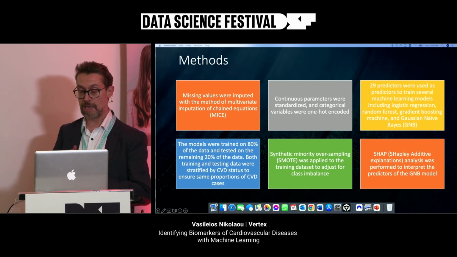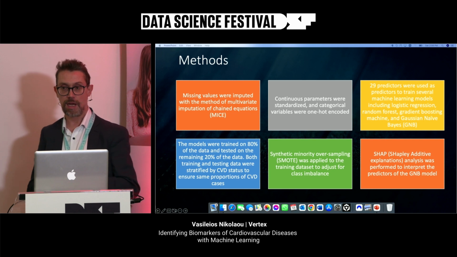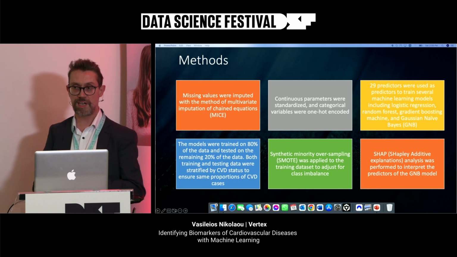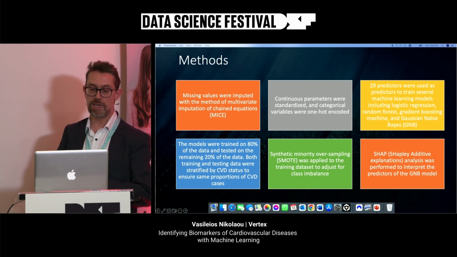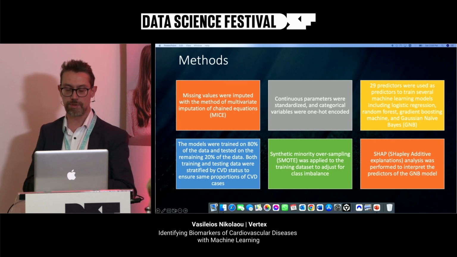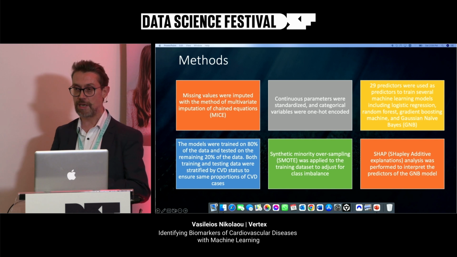Then the sample was split randomly into an 80% training data set and a 20% test data set. And during this process, I stratified the sample by CVD status to make sure that I have the same proportion of CVD cases in both training and test data sets. Also, due to severe imbalance, as we had only 2% of CVD cases, we used a resampling method known as synthetic minority oversampling to artificially increase the number of CVD cases, and this was done only in the training data set. The test data set was untouched. And finally, we used SHAP analysis to visually interpret the predictors of the chosen algorithm.